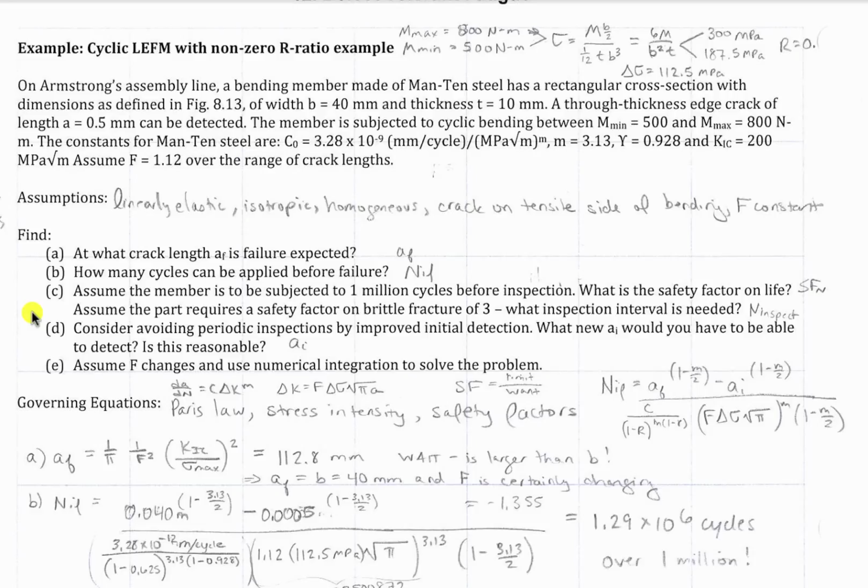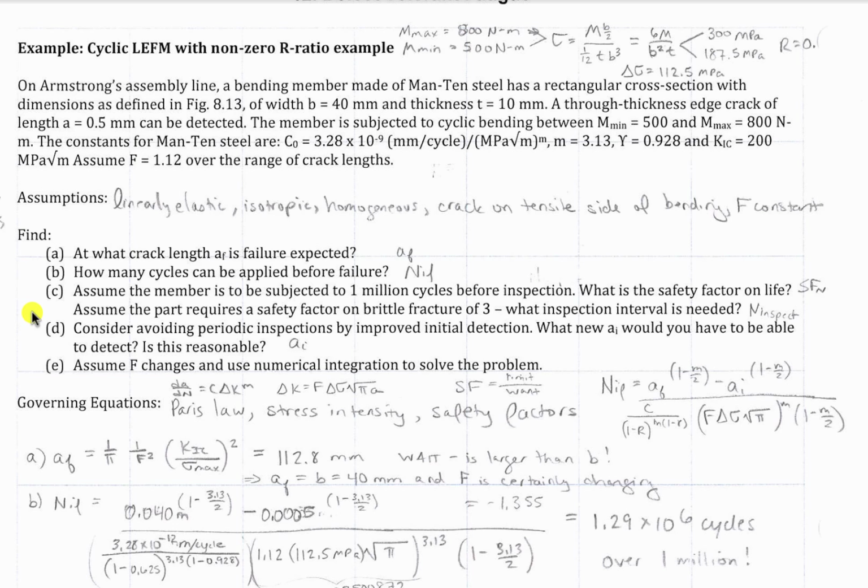Alright, here I want to go over an example of how to deal with a non-zero R ratio when you're using a defect tolerant approach. So we have a problem set up here with Armstrong flooring plants, and on their assembly line they have a bending member made of Man-Ten steel. They give you the rectangular cross-sectional dimensions as defined in figure 8.13: a width of 40 millimeters and a thickness of 10 millimeters.